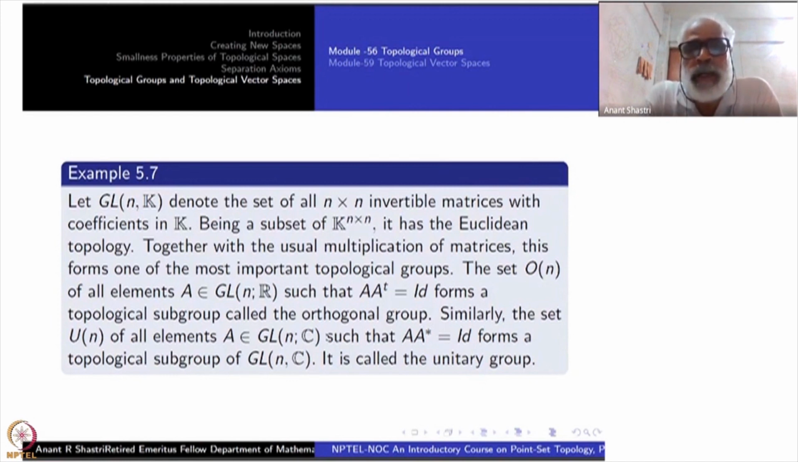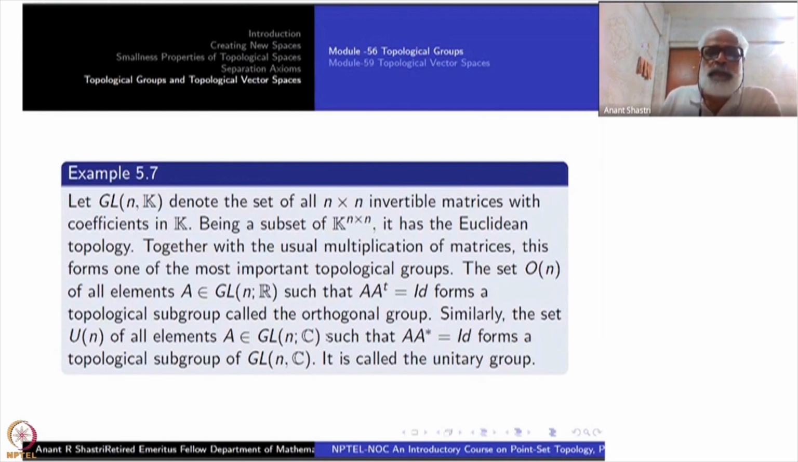So GL(n,K) forms a group, and the group laws are continuous with respect to what? With respect to the Euclidean topology there. GL(n,K) is an open subset of all K n cross n, which I have told you earlier. Namely, you think of an n cross n matrix as an n squared dimensional vector. So that way you get a Euclidean topology on that.